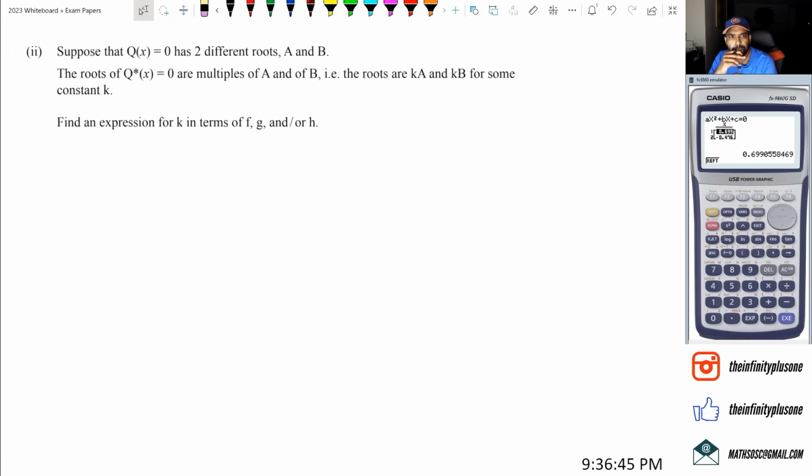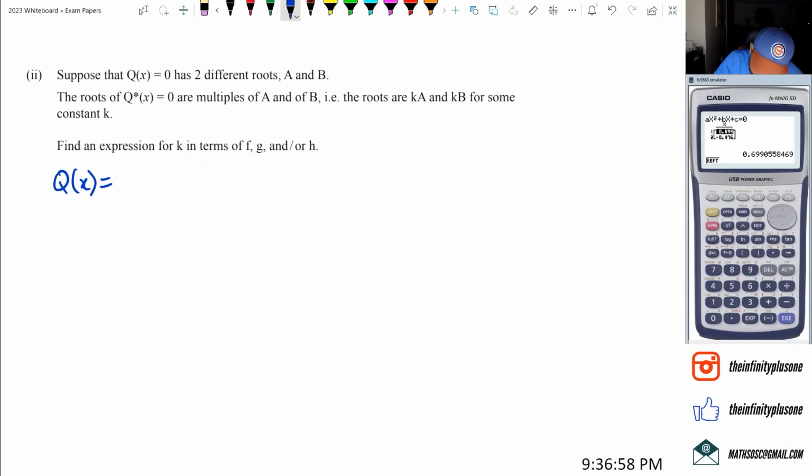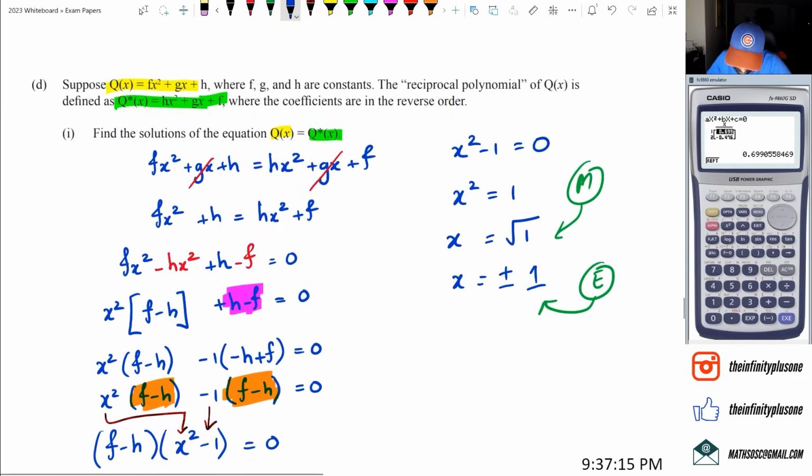So what's a good idea is I'd actually write down q of x first. All right, so q of x, what was it from the previous question? Was it f, g, h? Okay, so we've got f x squared plus g x plus h. And as for q star of x, this is equal to h x squared plus g x plus f. Is that correct? Yes.